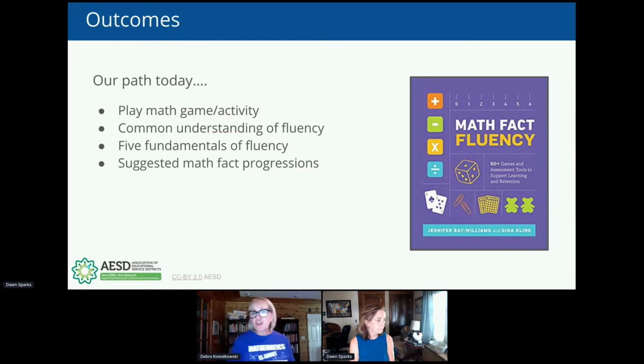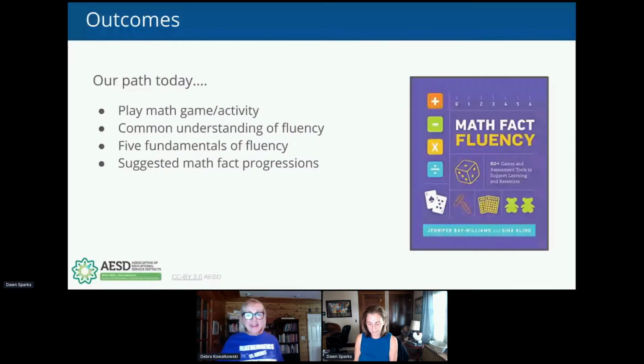And then we're going to share with you a suggested math fact progression. So for example, when Dawn and I were growing up a few years ago, in elementary school, we learned our 1s, we learned our 2s, we learned our 3s. When I'm thinking about multiplication, we learned our 1s facts, our 2s facts, our 3s facts, our 4s. We went right in order, chronological order. Turns out that there's a better way that lends itself to strategies and making sense of what's happening with the numbers. So we'll be sharing that with you today.